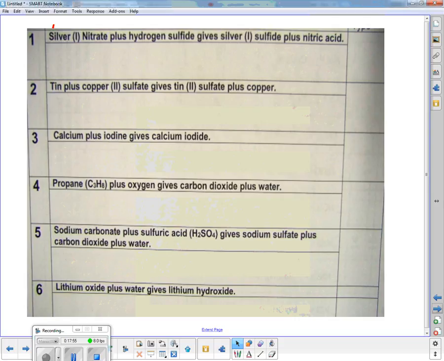So silver is Ag. It's a +1. That's what the Roman numeral tells me. Nitrate, NO3 with a minus. +1, -1, smash them together. Plus hydrogen, H+, sulfide, S2 minus. Okay, I'm going to need 2 hydrogens with 1 sulfur. Gives arrow.